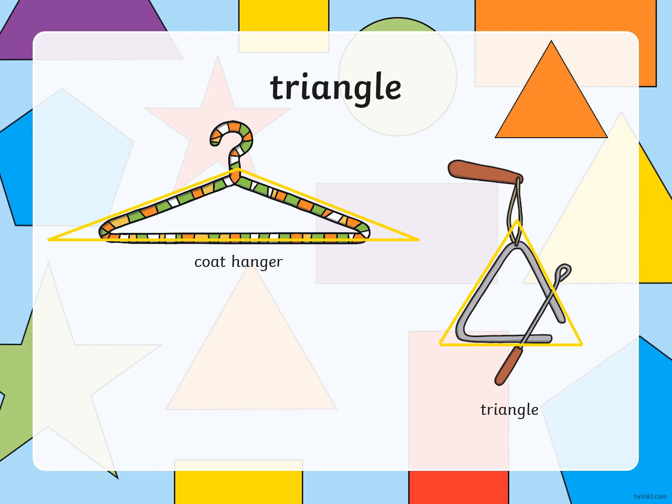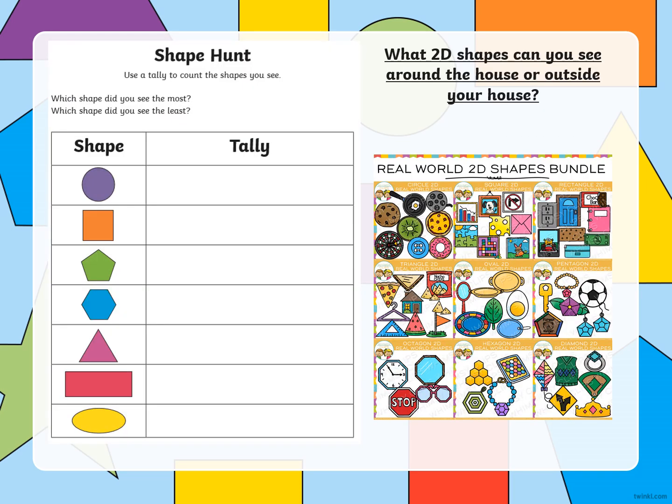Well done, guys. Okay, guys, so I'm going to give you a challenge now. You can do this on your own, you can do it with some brothers and sisters or friends, or you can do it with an adult. It's up to you. Okay, but I want you to go on a shape hunt around your house, or you can go outside your house. You could do both.